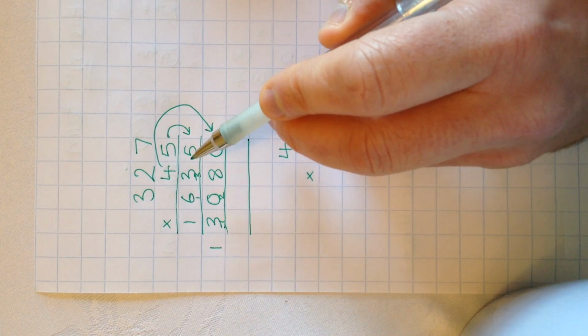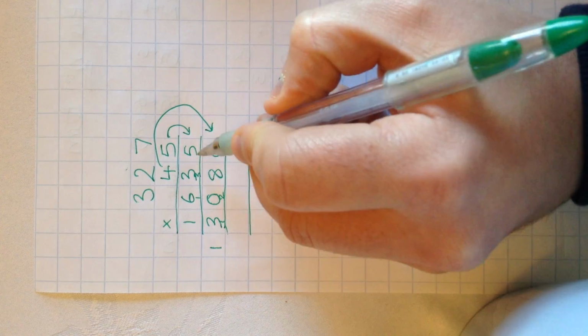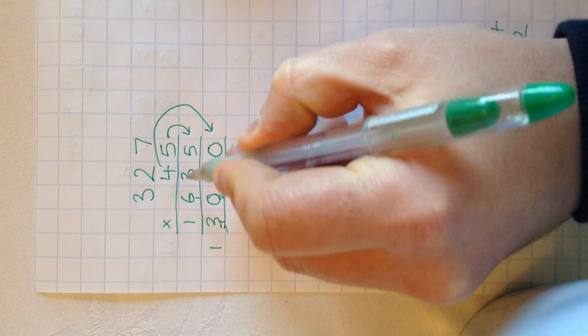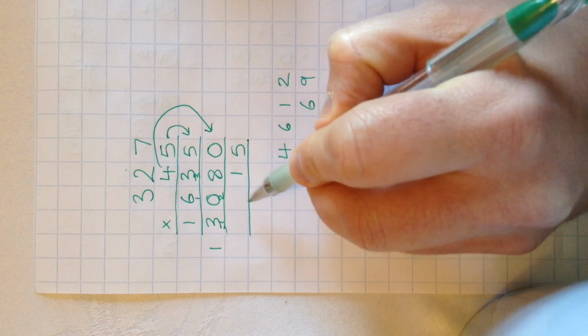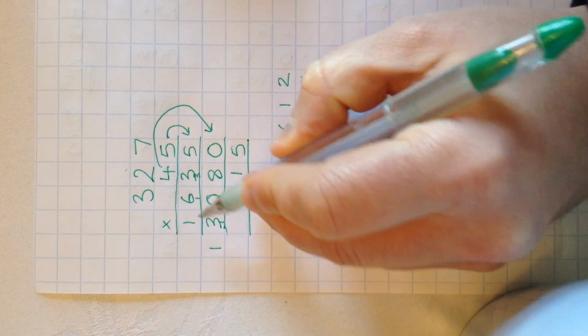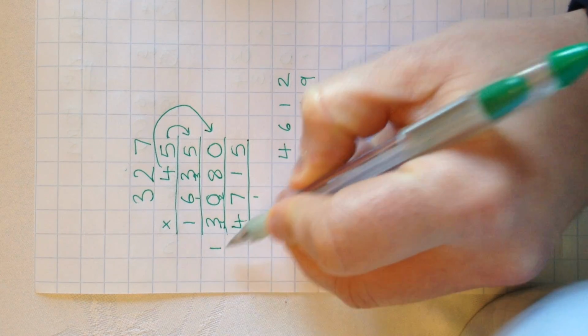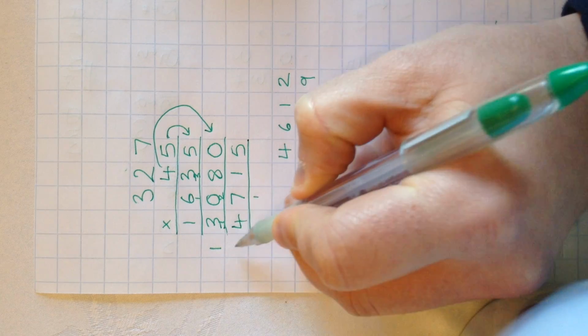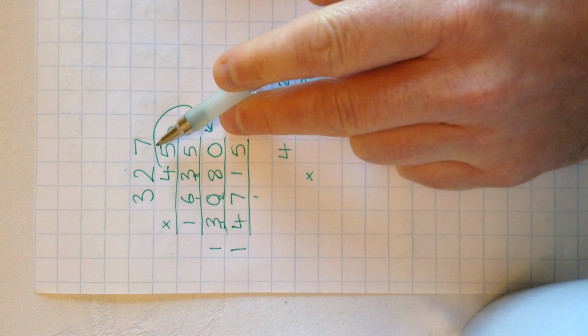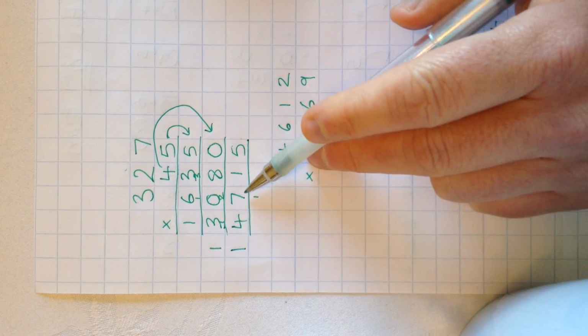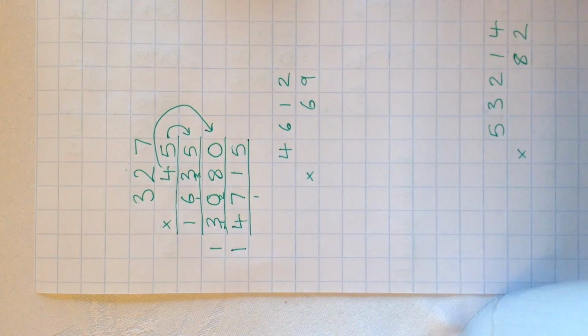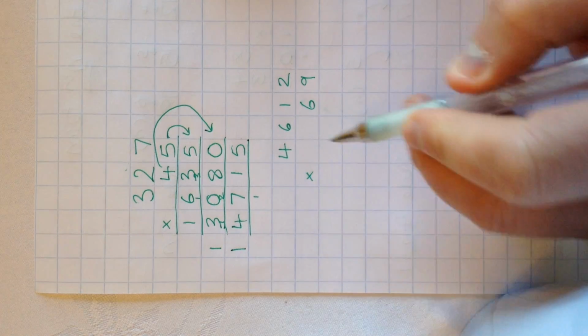And then this final row, because we found 327 times by 5, we found 327 times by 40. To find it times 45, we add the 2 together. So 5 add 0 is 5, 3 add 8 is 11, so carry the 1, 6 add 0 is 6, add the 1 is 7, 1 add 3 is 4, and then finally 1 with nothing is 1. So 327 times 45 will give us the answer 14,715.